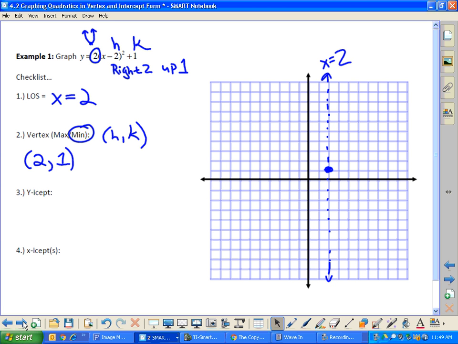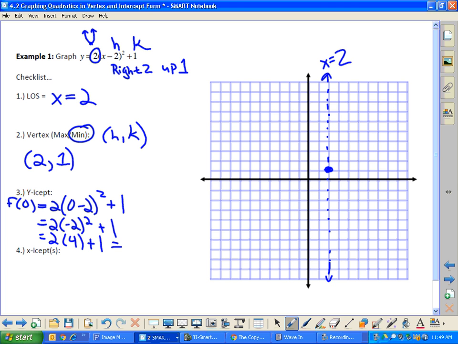And I'm just following the chart that we just filled in. To find the y-intercept, I'm just going to let x equal 0. So I'm going to find f of 0, basically, my function value at 0. I do that by filling in 0 wherever I see an x. And then I do my order of operations. Two times 4 is 8. 8 plus 1 is 9. So my y-intercept in this case is going to be 0, 9. So you go over 0 and up 1, 2, 3, 4, 5, 6, 7, 8, 9.